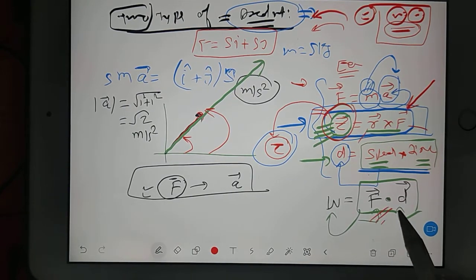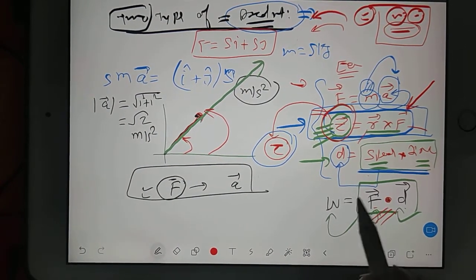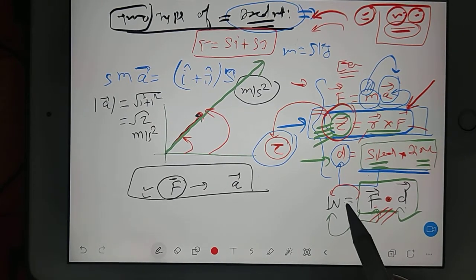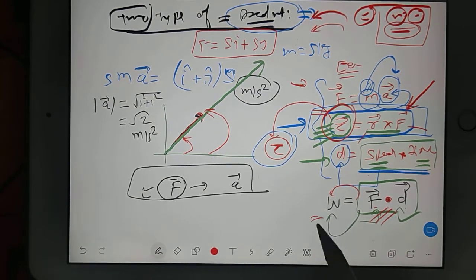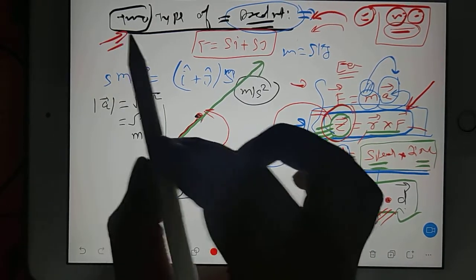And you can see here, when we are multiplying the force and displacement, we are multiplying in such a way that we get work done, and that is scalar. So we need that procedure, that tool also. That's why we have to learn two types of products in mathematics.